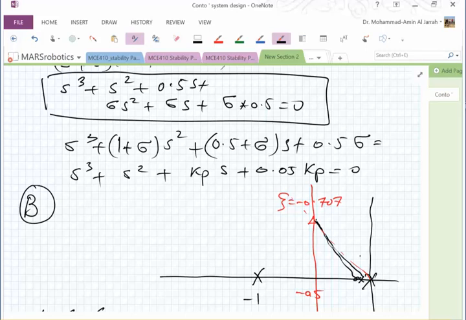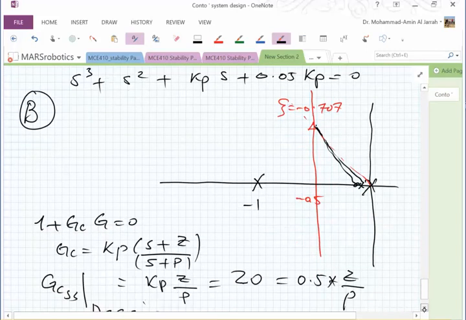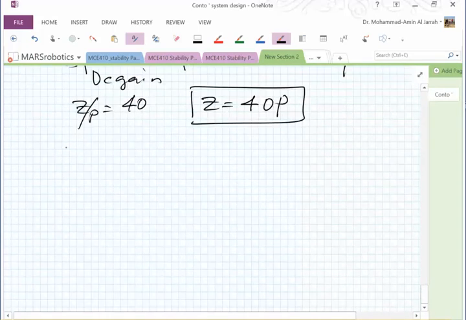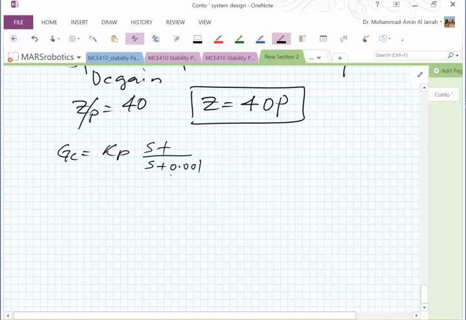Is this clear? So ideally, I want to drag this pole to the origin. And then I can place the zero wherever I want close to that pole so that the angle is small. I'm talking about this angle here, the angle of the zero minus the angle of the pole. So if I do this, I end up with the following. Now my controller GC equals KP times S plus 0.04 over S plus 0.001.